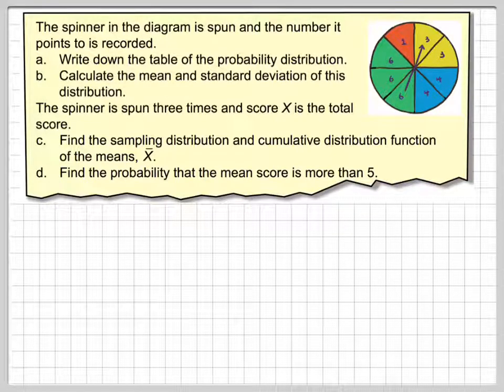Hi, in this video we're going to look at the sampling distribution and the cumulative distribution function of the mean of the total scores obtained by 3 spins on this spinner. Okay, let's just read through the question first.